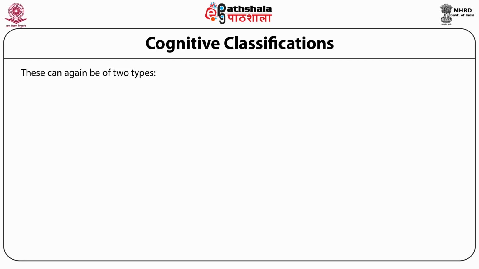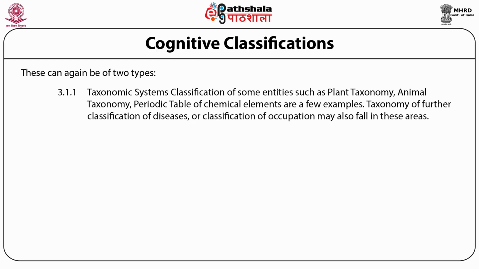For example, the first type is taxonomic systems of classification of some entities such as plant taxonomy, animal taxonomy, periodic table of chemical elements, and a few more examples. For example, classification of diseases, classification of occupations, and so on. Taxonomy of further classification of diseases or classification of occupation may also fall in these categories. And these are very useful for studying the structure of the subject and also for classifying in those smaller areas. They also discover gaps in knowledge.